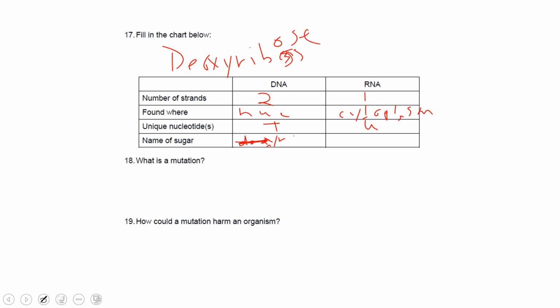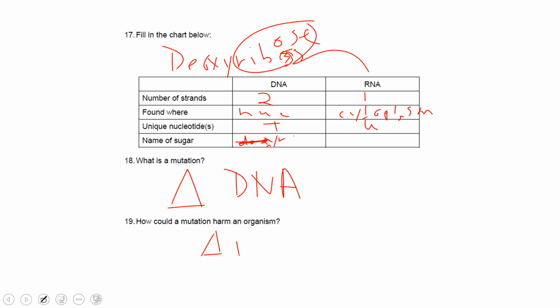D-E-O-X-Y-R-I-B-O-S-E. Okay, so deoxyribose for DNA, and then just ribose for RNA. What is a mutation? It's a change, that delta means change, in the DNA sequence. How could a mutation harm an organism? It can change proteins.